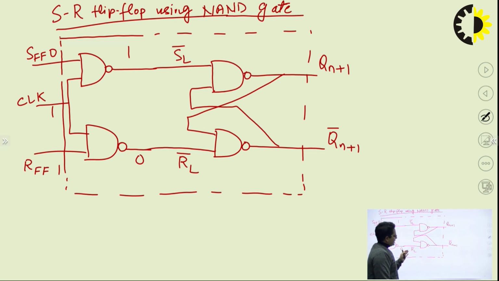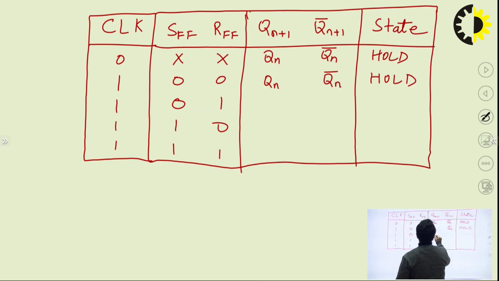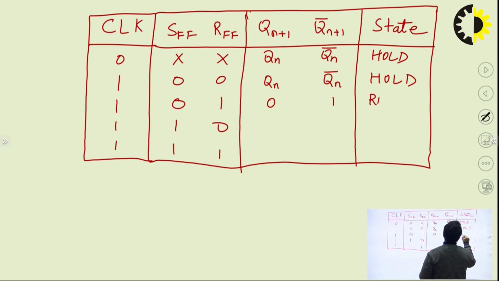So for this combination of 0, 1, one of the inputs, that is the reset input of the latch, got the value of 0. So it will respond. What is the meaning of R? It is reset. As per its value, it should reset the output, meaning the output should now be 0. That means Qn plus 1 will be 0 and Qn plus 1 complement will be 1. So it will be reset.